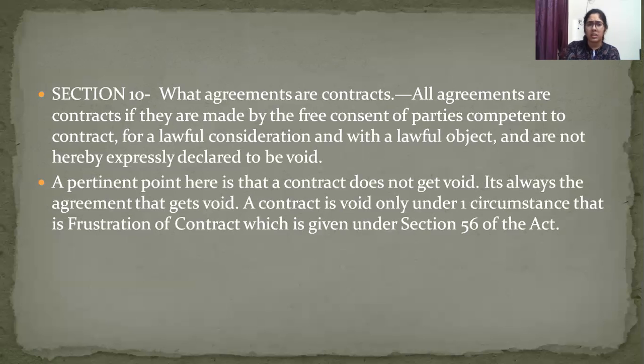So you can read it and keep this in the back of your head that only agreements can get void. Contracts can get void only in one circumstance, when there is frustration of contract, which is mentioned in section 56 of the Act. So this is all.